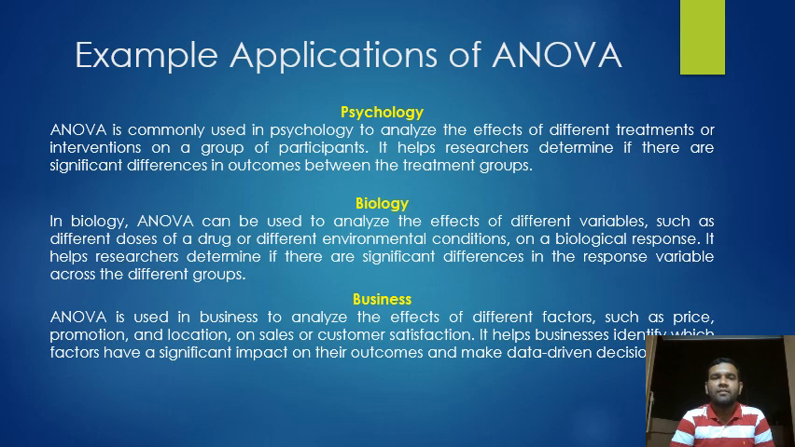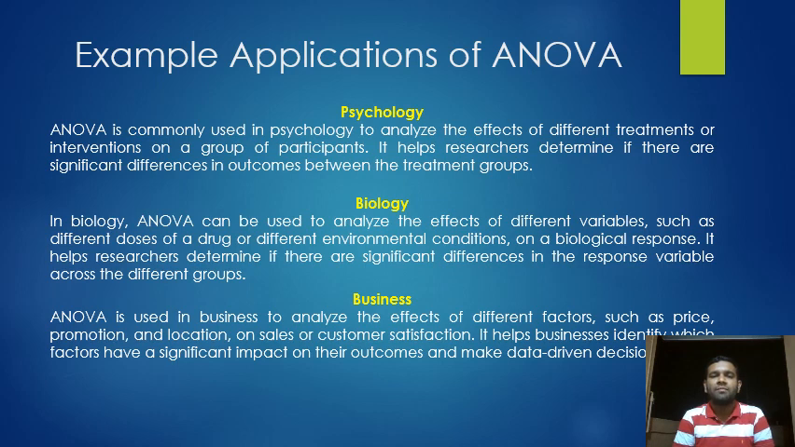Now, let us see where ANOVA is applied in real life. The example applications of ANOVA. Let us look at just three for the time being. First thing is psychology. ANOVA is commonly used in psychology to analyze the effects of different treatments or interventions on a group of participants. It helps researchers determine if there are significant differences in outcomes between the treatment groups.